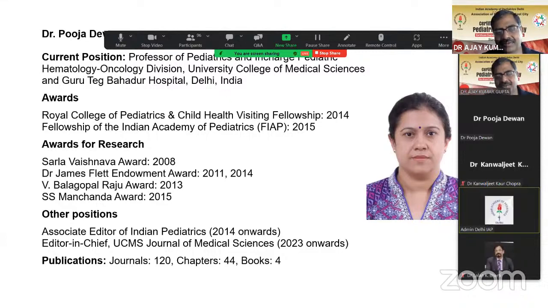Today we are having the fourth session. It will be on megaloblastic anemia. This session will be taken by Dr. Pooja Dewan. She is professor of pediatrics and in charge of pediatric hematology oncology division at University College of Medical Sciences and Guru Tegh Bahadur Hospital.